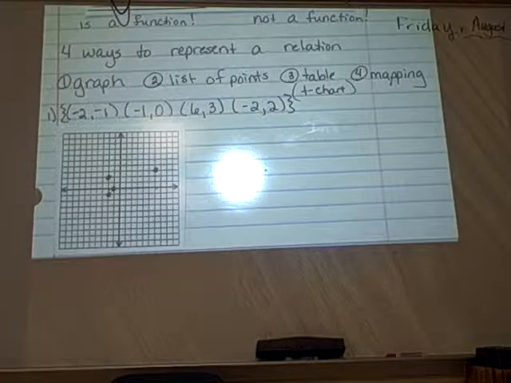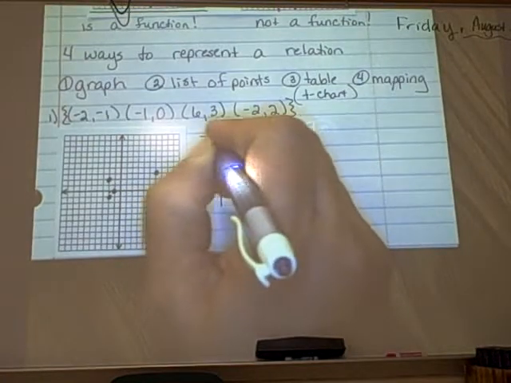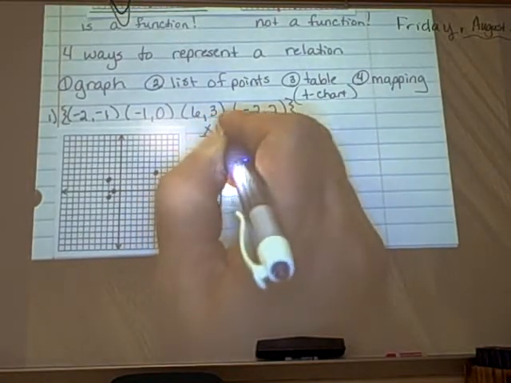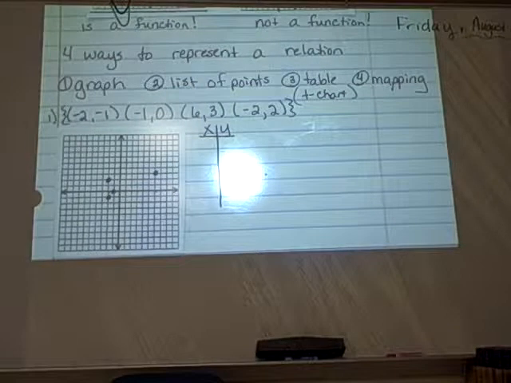So far I've got my list, I've got my graph. What's one of the other ways we need to do? Table or mapping, right? That's the last 2. So table, it looks like this. Here's a table. These are super easy. X and Y. And you just write the points. Just rewrite the points, but put them on the table.